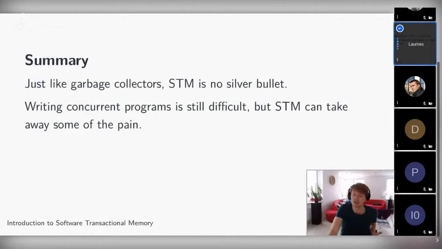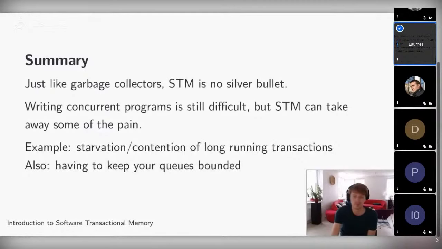So STM can take away some of the pain, just like a garbage collector can take away some of the pain of doing malloc and free. You also sometimes need to know about the garbage collector's internals if you want to make it really fast. Examples of this are the starvation and the contention of long-running transactions that I mentioned.